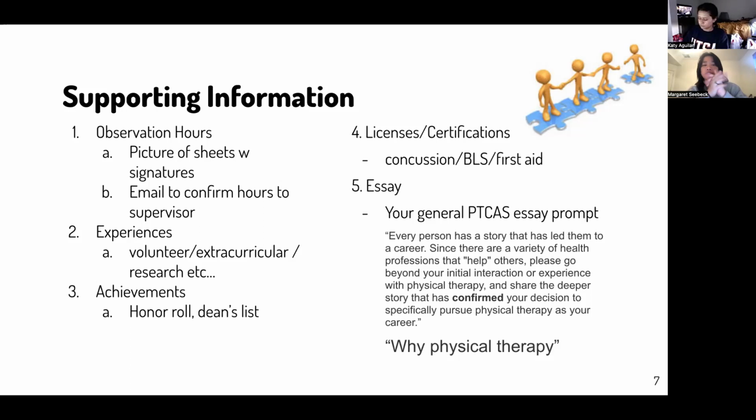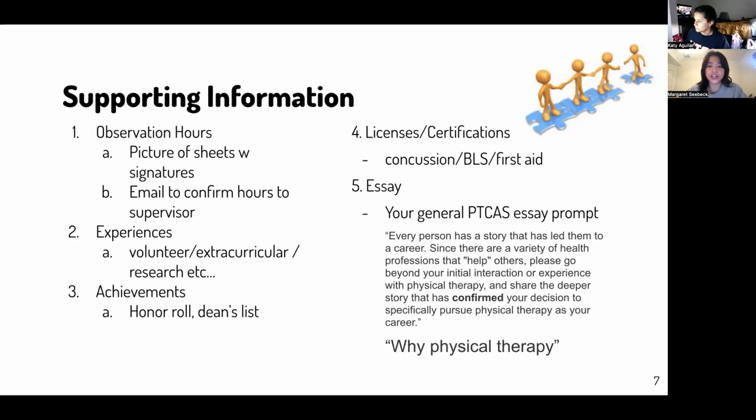My advice for filling out PTCAS is make sure nothing is blank. Some things aren't required, but that doesn't mean you shouldn't try to have them. Like licenses and certifications, it's not like schools all want you to be BLS certified or first aid certified. Doesn't mean you shouldn't try to fill that in, because I feel like a full application is something I would consider in a candidate. So try to look into getting certified or licensed in something, and I feel like that'll set you far apart from other candidates.